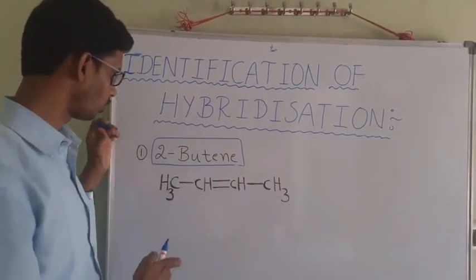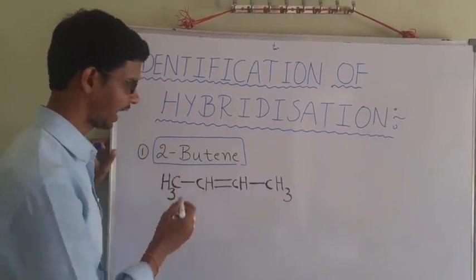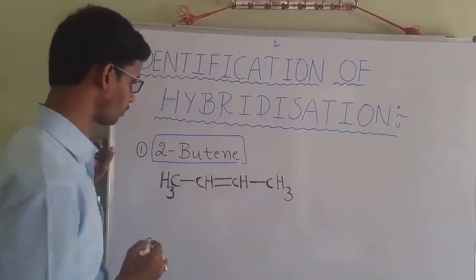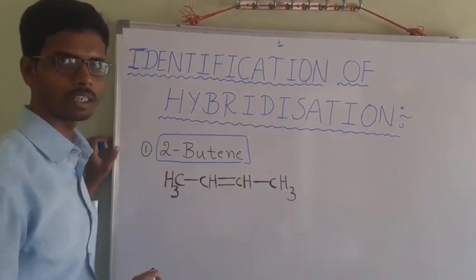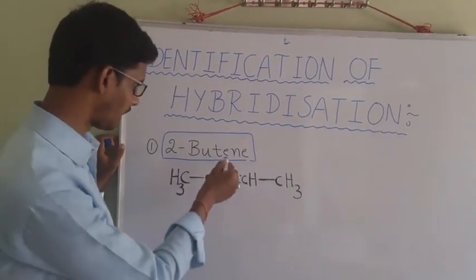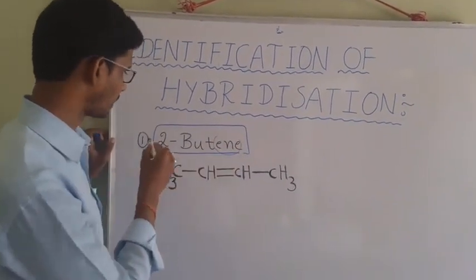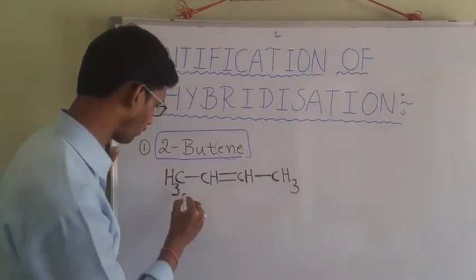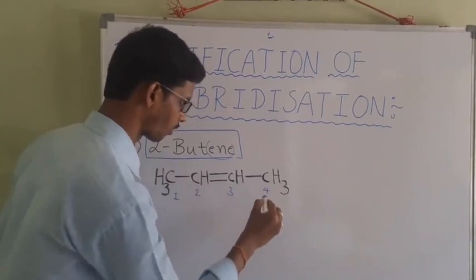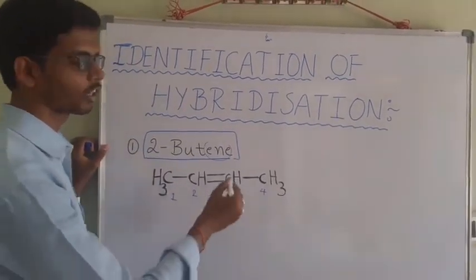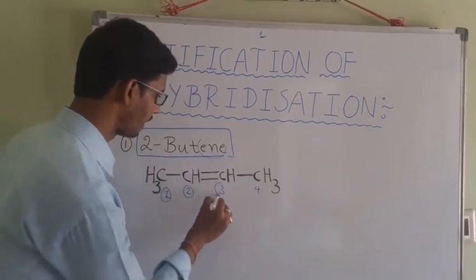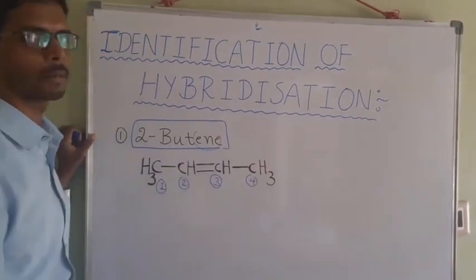According to the name, the root word indicates 4 carbon atoms, that's why you should write 1, 2, 3, 4. Ene belongs to the alkene series, and here ene is present at the second position. These are the 4 carbon atoms, and here we want to find out the hybridizations of these 4 carbons.